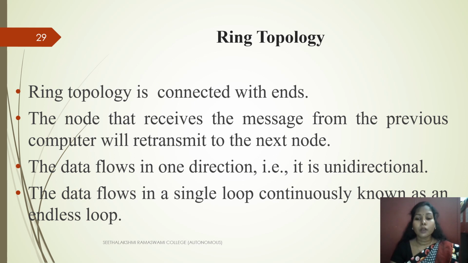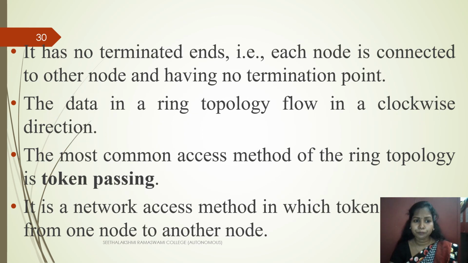Moving on to the ring topology. Ring topology is connected with the ends. The node that receives a message from the previous computer will retransmit it to the next node. The data flows in one direction and hence it is unidirectional. The data flows in a single loop continuously, known as an endless loop. It has no terminated ends, that is, each node is connected to the other end with no termination point. The data in a ring topology flows in a clockwise direction.